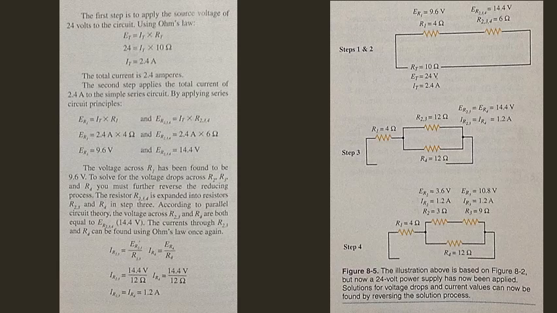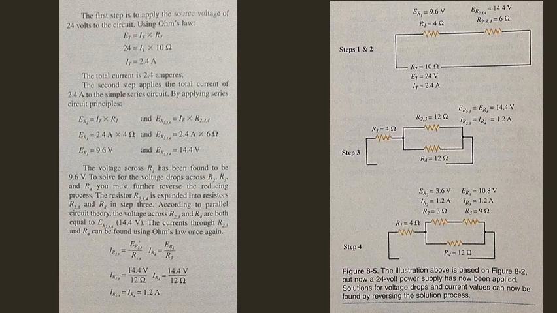The first step is to apply the source voltage of 24 volts to the circuit using Ohm's law. Voltage total equals current total times resistance total. 24 equals current total times 10 ohms, and current total equals 2.4 amps. The total current is 2.4 amperes.